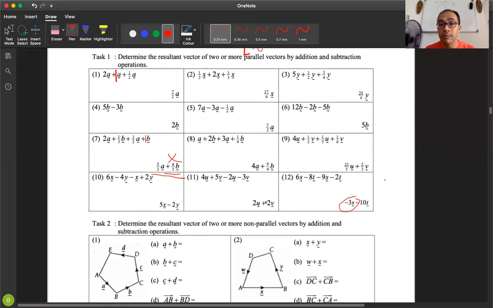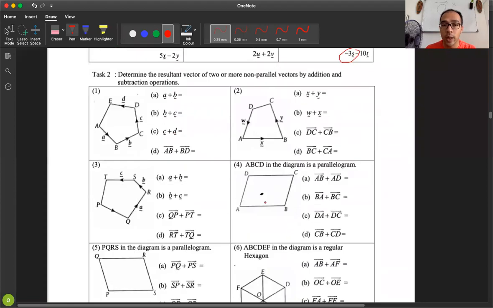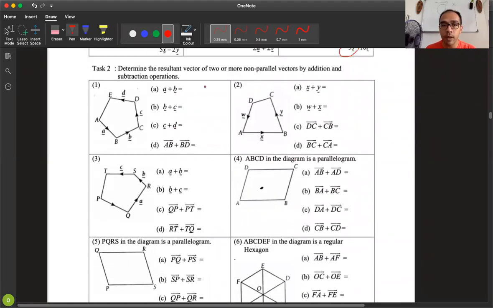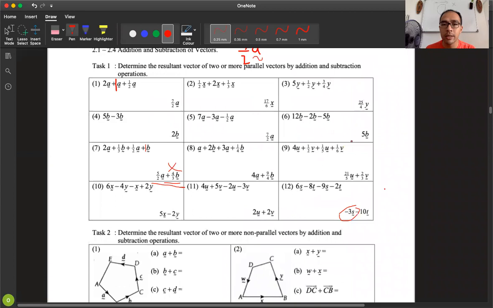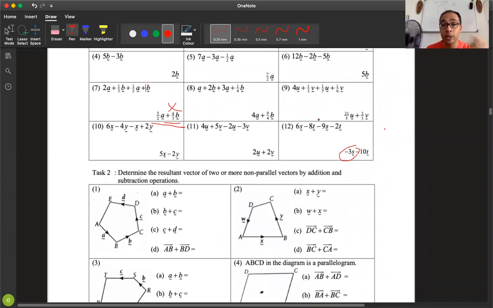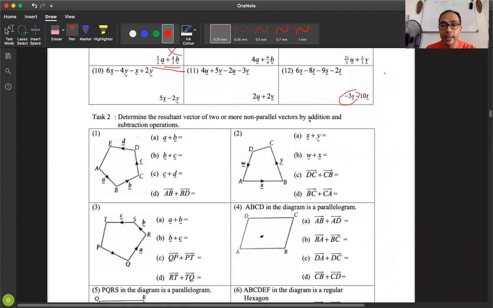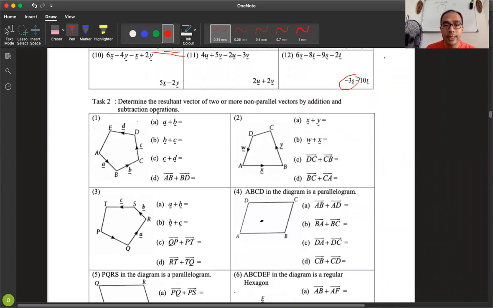I'm not going to cover this, but as long as you can plus and minus, I think you should be fine. But this is where I want to work on, because this one is calculation. Everybody will have no problem. But now we need to visualize it. Okay, so this next task is what I want you to pay attention to very closely. Determine the resultant vector of two or more non-parallel vectors by addition and subtraction operations.